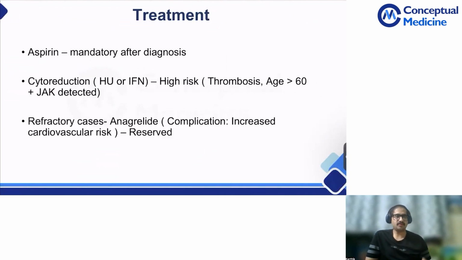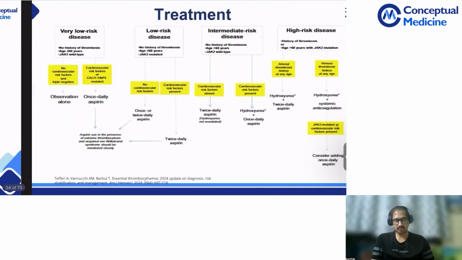So what is the treatment? Same as PV. Aspirin, cytoreductive agents. In refractory cases, you go for JAK inhibitors or anagrelide. Anagrelide is a specific drug used in the management of essential thrombocytosis, but not routinely practiced because of the very high cardiovascular risk like myocardial infarction and arrhythmia. Since this is not a widely practiced drug for essential thrombocytosis, only in those patients where we exhaust all the medicines like hydroxyurea, interferon, ruxolitinib, then we use anagrelide for those patients.